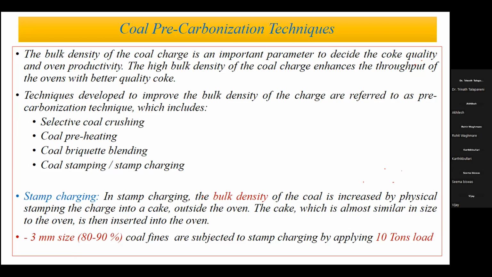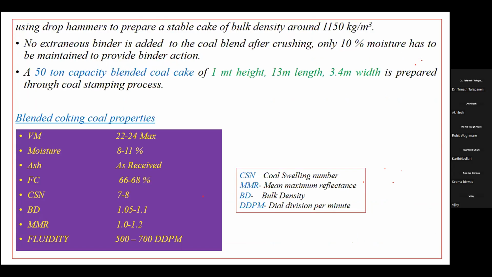And here we are applying a load of 10 tons to make a coal cake having a bulk density around 1150 kg per meter cube. So we are not using any external binders during the stamping process. The only thing is that we add a little amount of moisture, around 10%, which itself will act as a binding media.